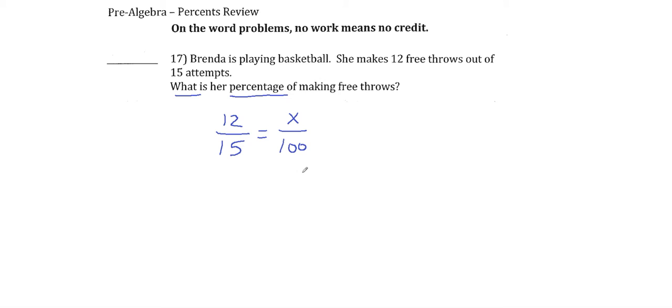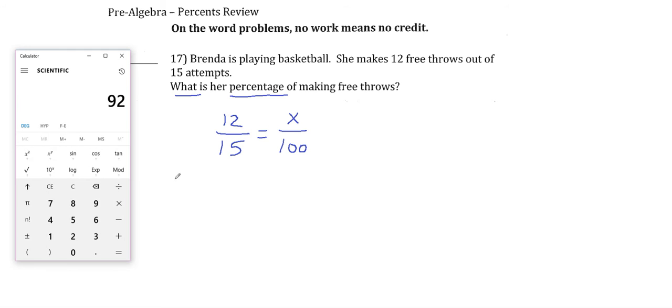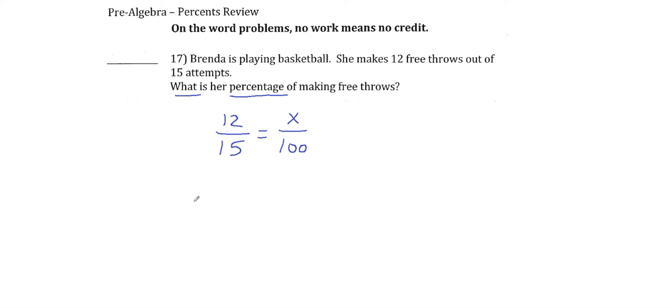Alright, so there's our proportion, and we can then punch into the calculator. We're going to do 12 times 100, and then divide by 15. And there we go, we get 80%. And that's our answer. That one was nice and quick and easy once you recognize how quick that proportion is.